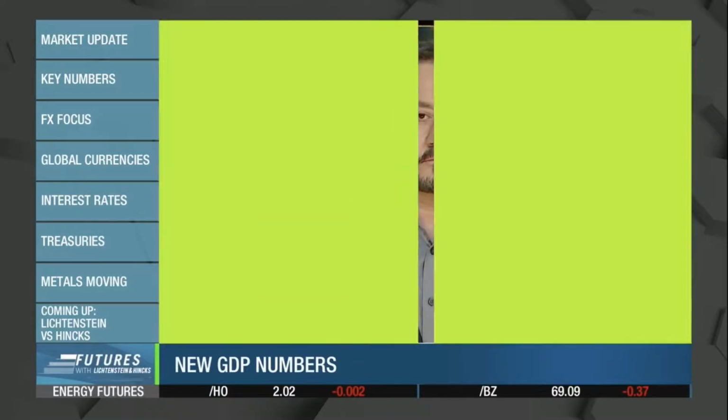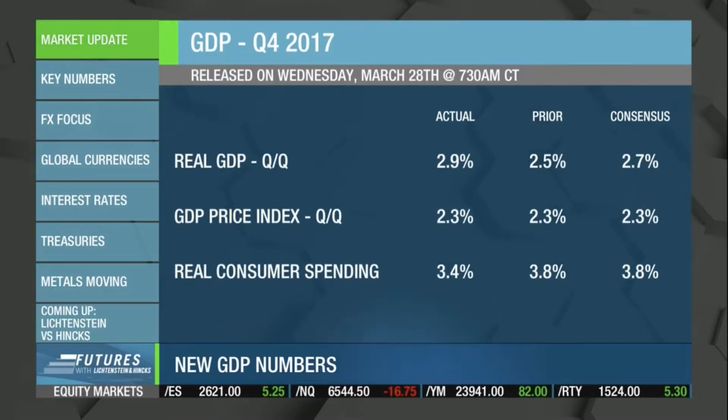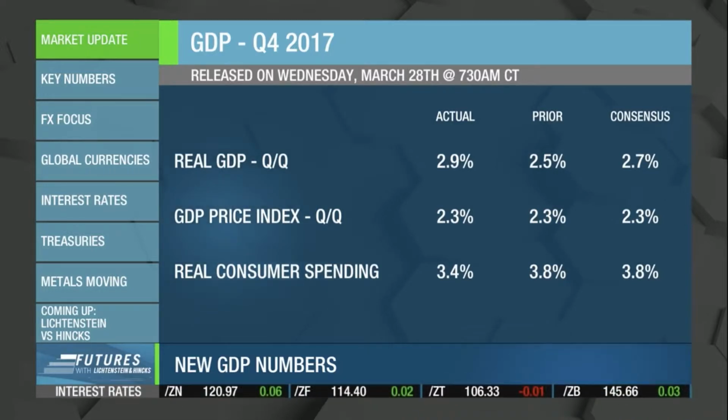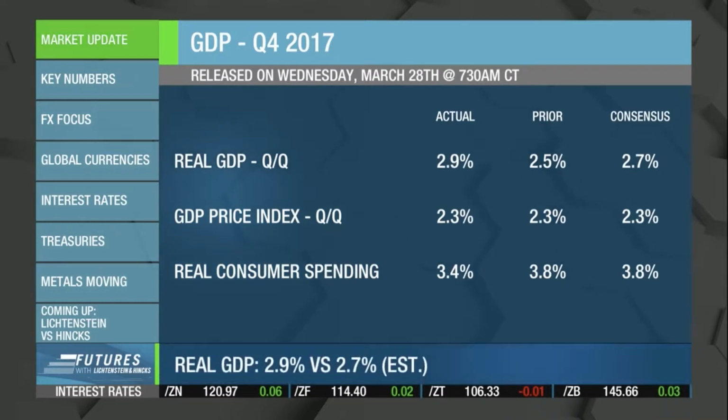We got your new GDP numbers just released about 2.5 minutes ago. Looks like GDP came in a bit hot, but if you take a look here, it looks like that real consumer spending came in a bit lower than consensus. Real consumer spending, traders, came in at 3.4% this morning. They were looking for 3.8%. And then we had GDP 2.9%. They were looking for 2.5%. Looks like the GDP price index month to month came in line with expectations at 2.3%.